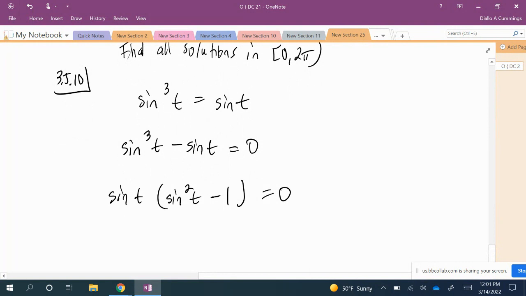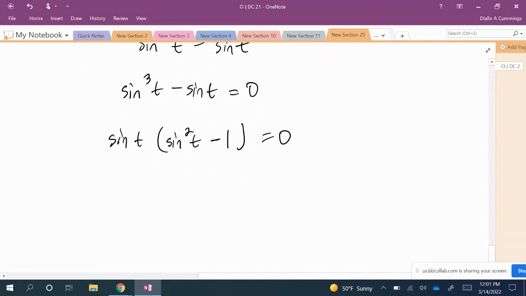Right? So keep in mind, I haven't changed up the equation because if I were to go back and reverse the process and multiply, sine t times sine squared t is sine cubed t. And then sine t times -1 is a negative sine t. Right, so I kind of reduced it down to a quadratic.